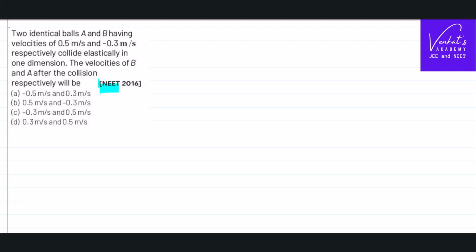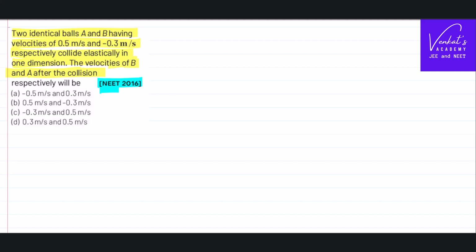This is a NEET 2016 question in collisions. The problem is like this. Two identical balls having velocity 0.5 and minus 0.3 collide elastically in one dimension. Velocity of B and A, carefully, it is asking for B first, after the collision is how much?